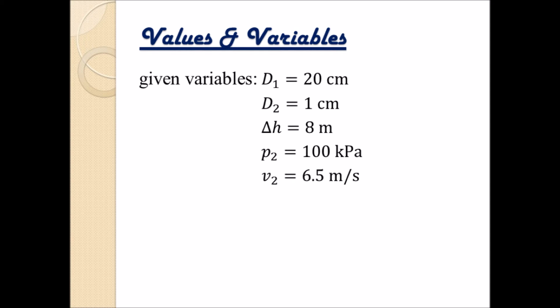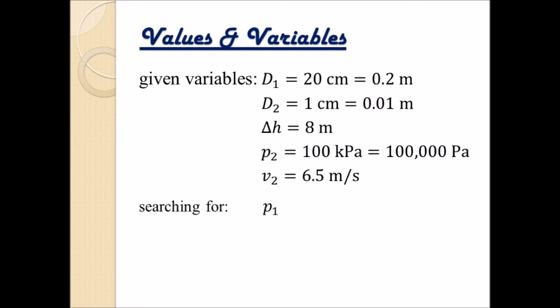Now, of course, these values are not all given in their basic units. So let's convert them. D1, 20 centimeters equals 0.2 meters and D2, which is 1 centimeter, equals 0.01 meter. In addition, we have to recalculate the static pressure P2, and since it's given in kilopascal, we have to multiply it with 1000, making it 100,000 Pascal. And we are searching for the static pressure P1.